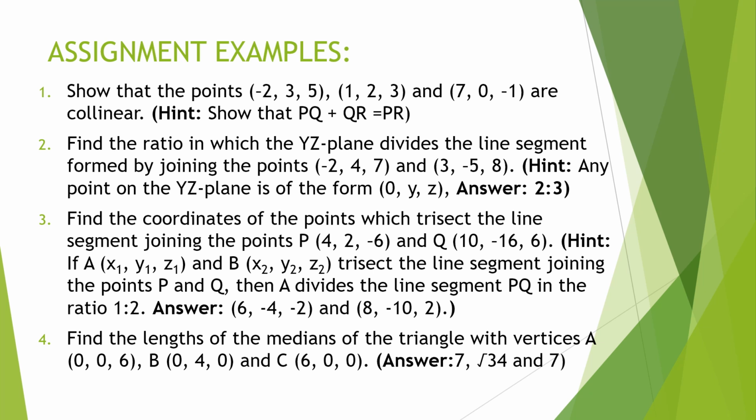This is like the section formula which we had studied for 2 dimensions, but the only difference is here you have 3 coordinates. Fourth example, find the lengths of the medians of the triangle with vertices A(0, 0, 6), B(0, 4, 0) and C(6, 0, 0). Now we know how to find the medians. Median means it divides into 2 equal parts. So we will be using that. The answer is the lengths of the medians will be 7, root 34 and 7.